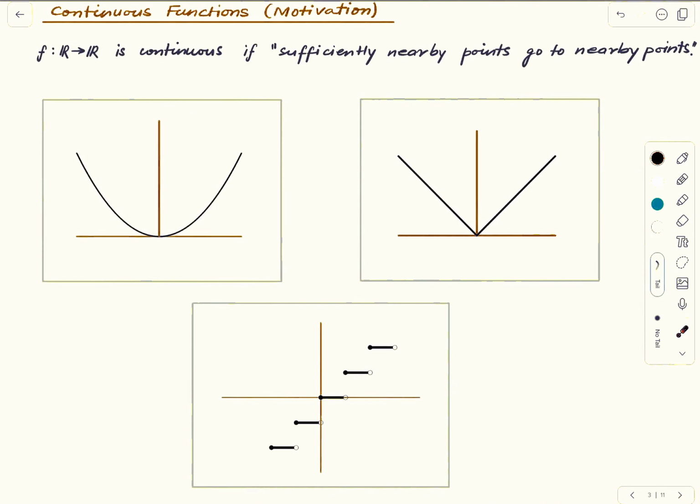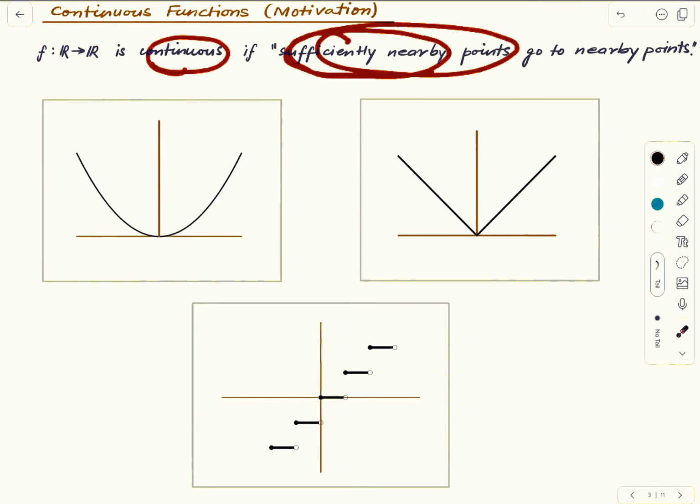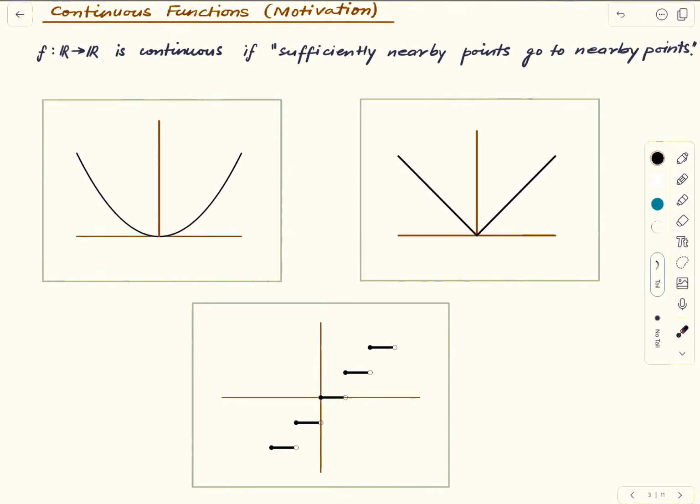So first, let us discuss why or what is the idea behind continuity. Given a function, let's say from all the reals to reals, we say it is continuous if sufficiently nearby points in the domain go to nearby points. This may not be clear as of now, but that is the philosophy. Ultimately, we want to justify that this is a meaningful definition, and whatever is the formal definition must be a manifestation of it, a precisation of it.